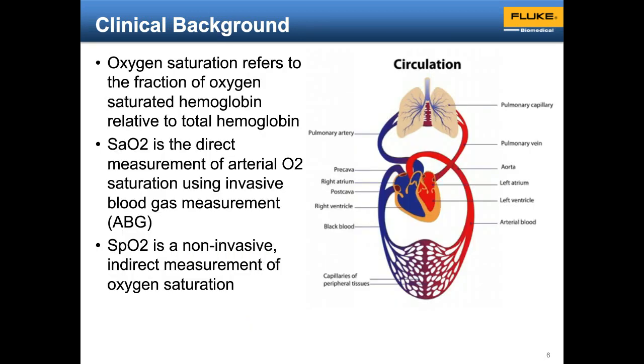Oxygen saturation refers to the fraction of oxygen-saturated hemoglobin relative to total hemoglobin on the arterial side. SaO2 is the direct measurement of the arterial O2 saturation using an invasive blood gas measurement, or ABG. Sp02 that we measure is a non-invasive indirect measurement of oxygen saturation, and we measure that at the periphery towards the bottom of the diagram.